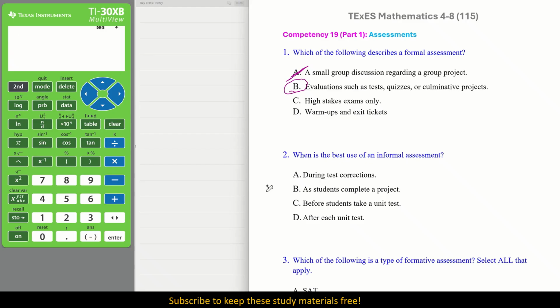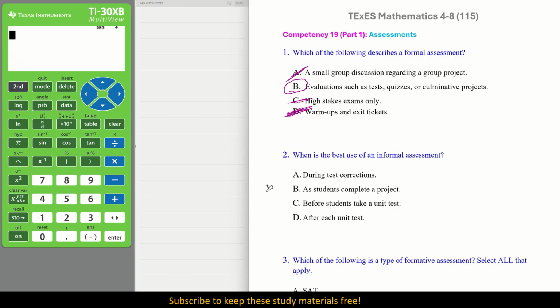Let's look at C. High stakes exams only. No, like a STAR test. No, that's not the only formal assessment out there. Now, D, warm-ups and exit tickets. That's more of an informal information gathering, just to see how we're doing and are we ready for what we've done and what have we learned, all right? So B is the best option.